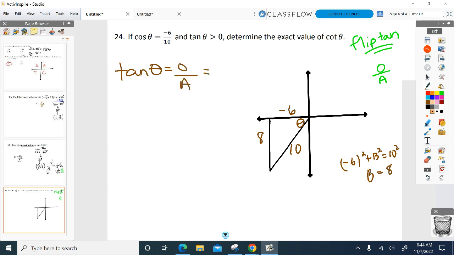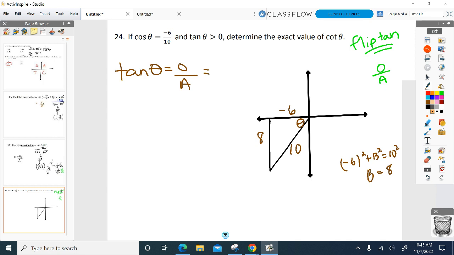Okay, what's opposite? 8 over adjacent? 6. Yeah, be careful here because we are in the what quadrant here? Third, and what do I know about my tangents in the third? ASTC. What do I know about tangent in the third? Positive, right? And again, how do I get that it's positive?